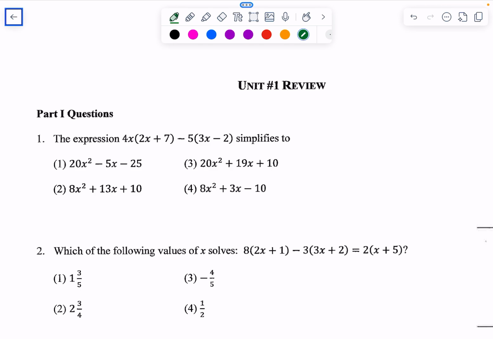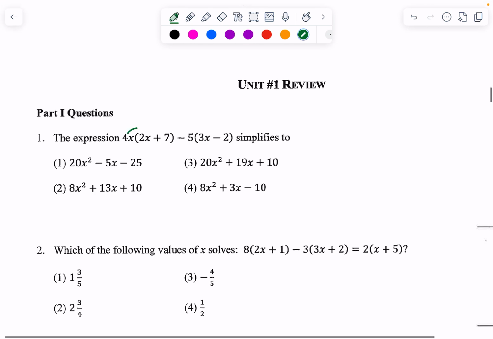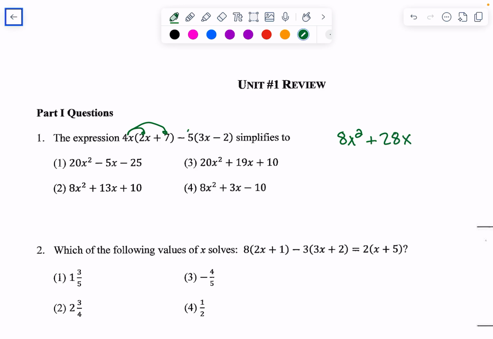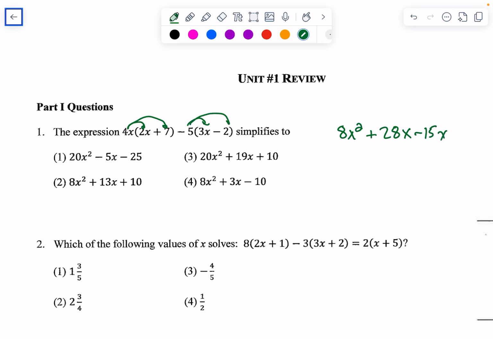Okay, so here we go. Here's the Unit 1 review, right? So we have 4x times 2x is 8x squared. 4x times 7 is plus 28x. Negative 5 times 3 is minus 15x. And negative 5 times negative 2 is plus 10.